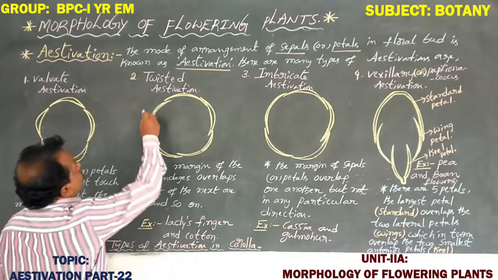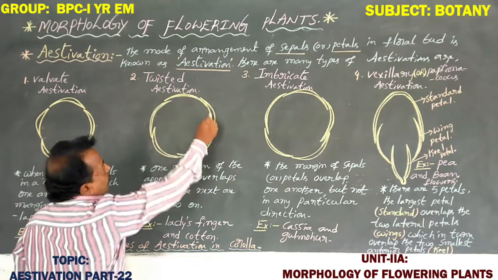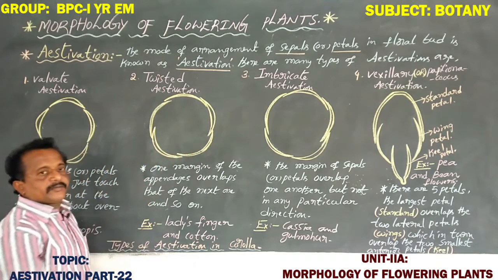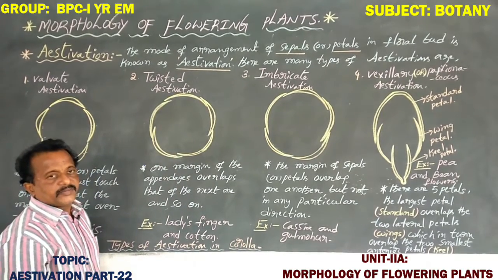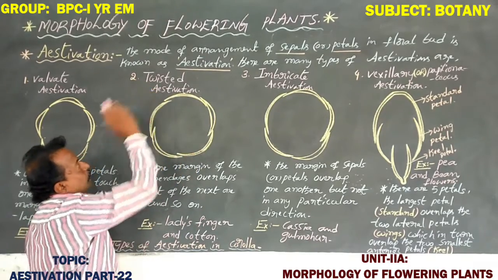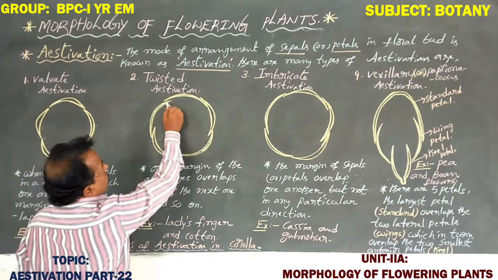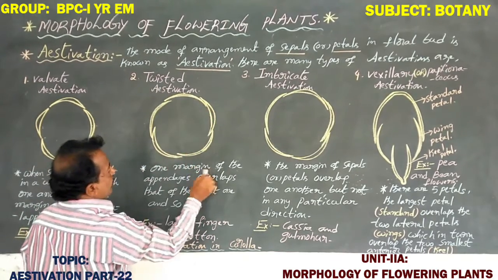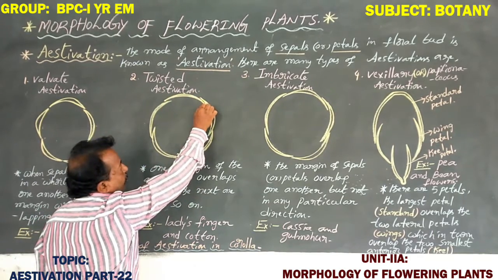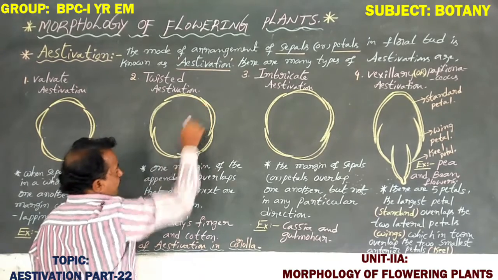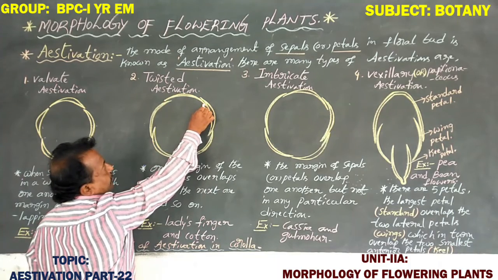Second one, coming to twisted estivation. So these are 5 sepals or 5 petals arranged in a whorl-like structure. This is a diagrammatic representation of twisted estivation. So dear students, one margin of the appendages overlaps that of the next one. This is a first margin, this is a second margin.